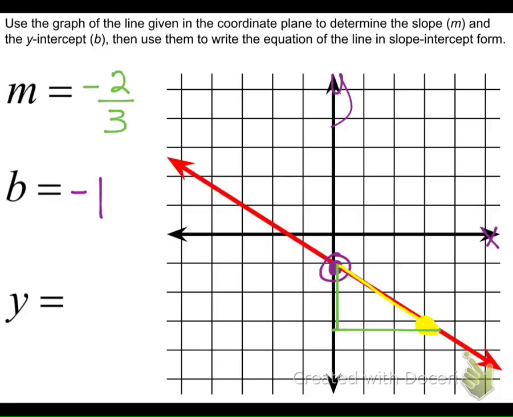We're way off task. Okay, so from here, we write our equation using slope-intercept form. Remember, y equals mx plus b. So y equals what here? Good. So negative 2 over 3x minus 1. That's it. That's exactly how your quiz is going to go today.